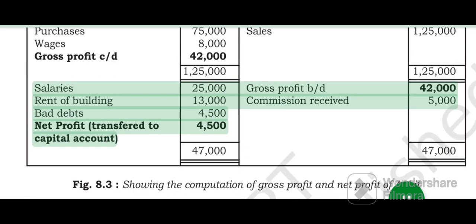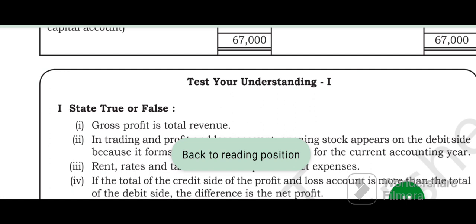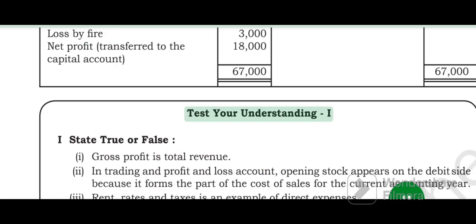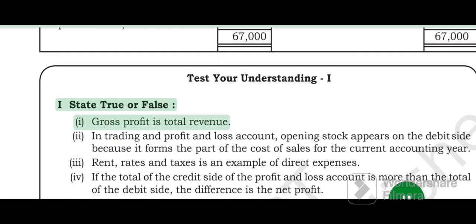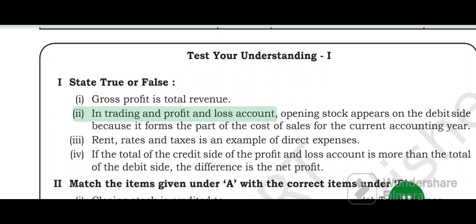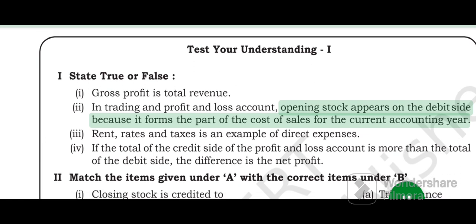Salaries 25,000. Based on your understanding, state true or false. I. Gross profit is total revenue. II. In the trading and profit and loss account, opening stock appears on the debit side because it forms part of the cost of sales for the current accounting year.